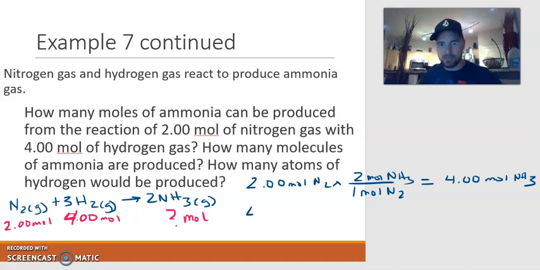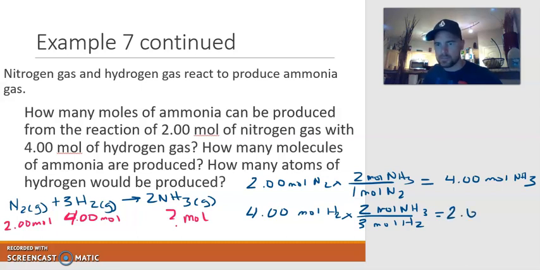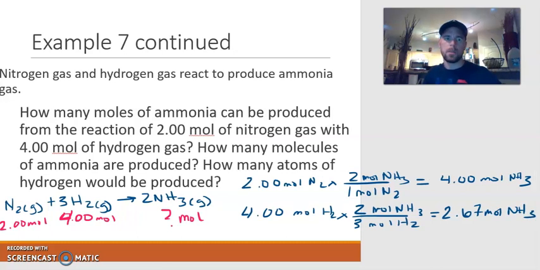I'm going to do the exact same thing now, but this time for the 4 moles of hydrogen. All right, and so I set that up. For every 3 moles of hydrogen, 2 moles of ammonia will get produced. Okay, 4 times 2 is 8. 8 divided by 3, that's approximately what? 2.67 moles of ammonia. All right, so if I use up all the nitrogen, max amount I can create is 4 moles. If I use up all of the hydrogen, maximum I can create is 2.67.